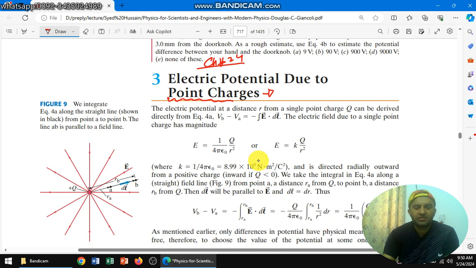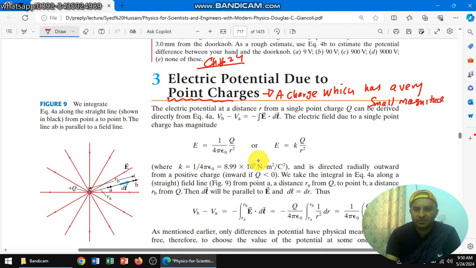A point charge is a charge that has a very small magnitude. A charge which has a very small magnitude is called a point charge.